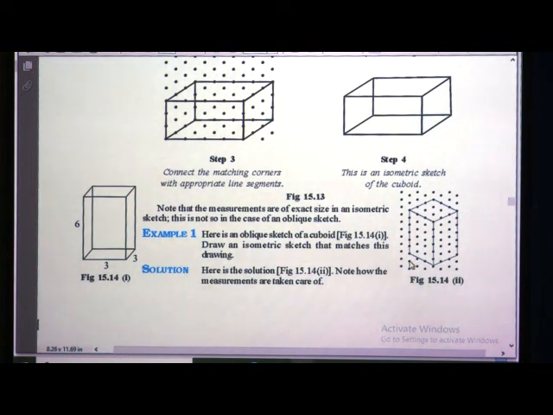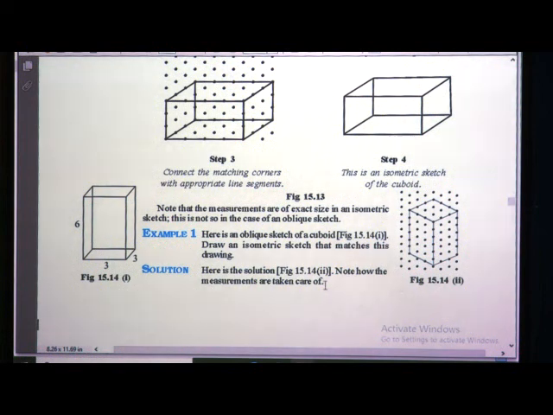Here an oblique sketch of a cuboid is given to us, and we have to draw an isometric sketch that matches this drawing. The oblique sketch is given to us. Now, by seeing this oblique sketch, we have to draw it on the isometric dot paper.